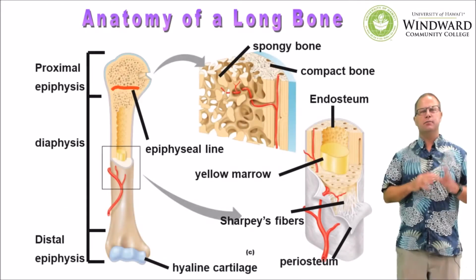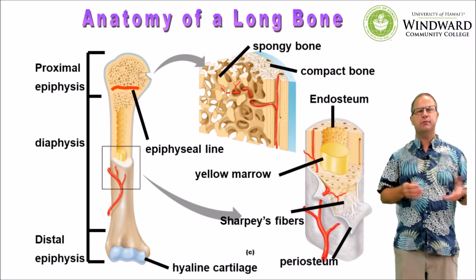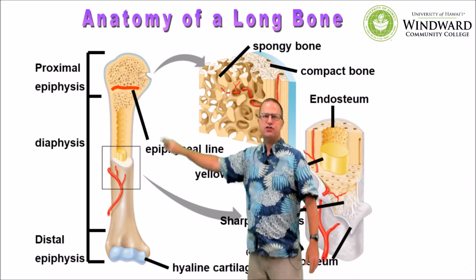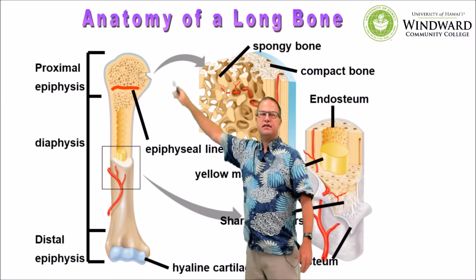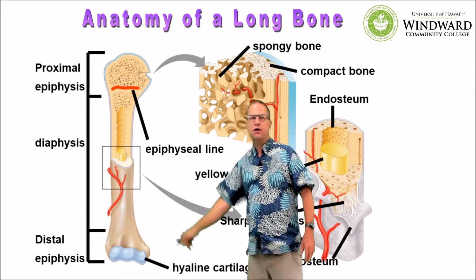Okay, now let's talk a little bit about the anatomy of a long bone. Again, examples of long bones would be your humerus, your femur, etc. So this is a long bone here. This is the human humerus. And we can see that the shaft is something called the diaphysis, whereas the ends are called the epiphyses. So diaphysis was a shaft, epiphysis were the end parts.